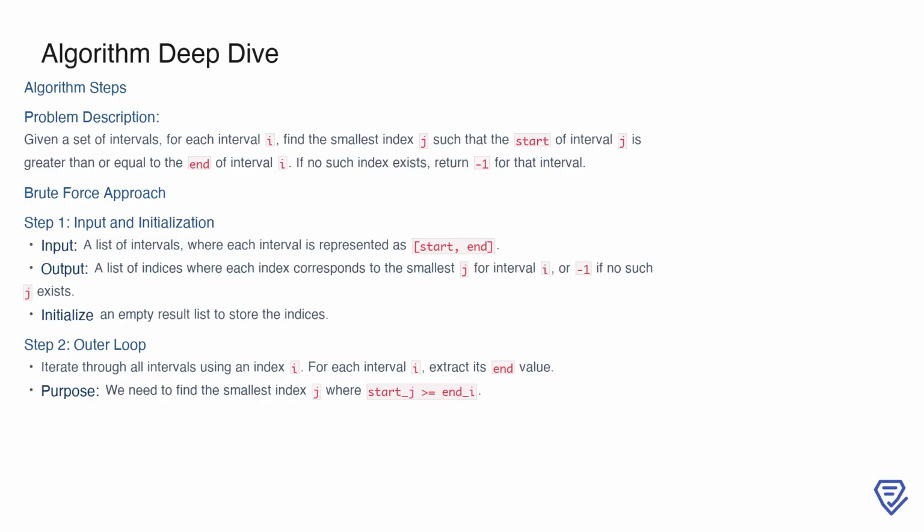The brute force solution begins by taking the list of intervals as input and initializing an empty result list to store the indices. The idea is to iterate through each interval in the list and, for each one, search for the smallest valid index in the remaining intervals. This process starts with an outer loop where we extract the end value of the current interval, which serves as the reference for our comparison in the inner loop.